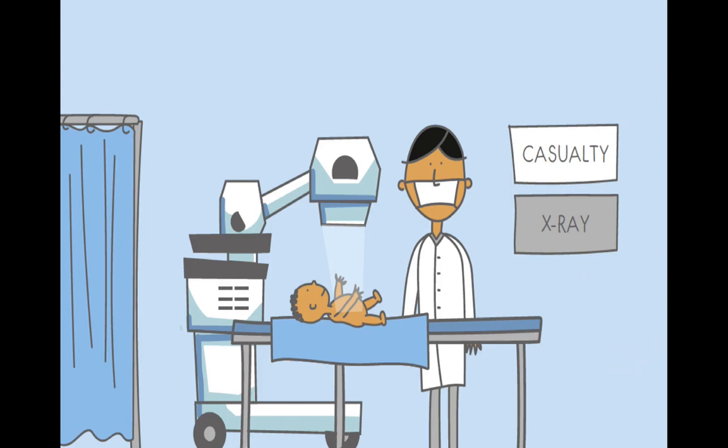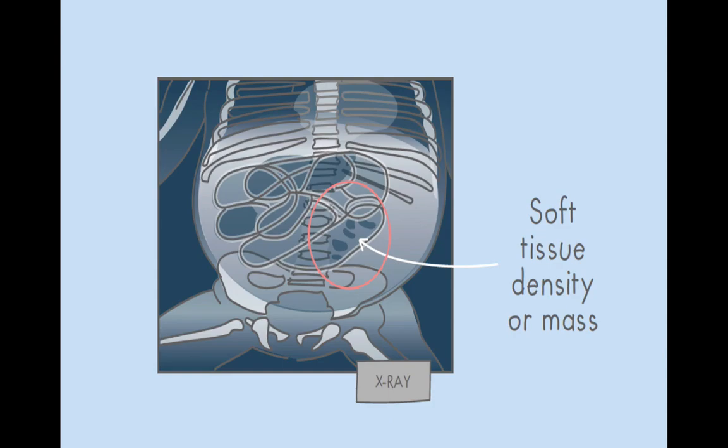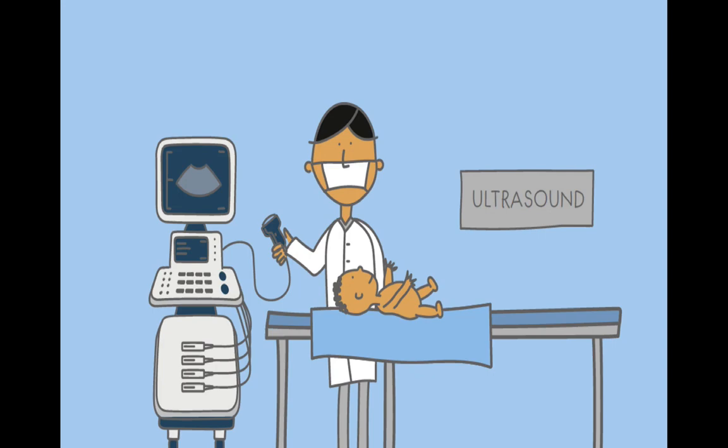Abdominal X-ray is a useful first investigation and may demonstrate a lack of air in the right lower quadrant, evidence of intestinal obstruction as demonstrated by dilated tubular loops of small bowel, and a soft tissue density or mass.